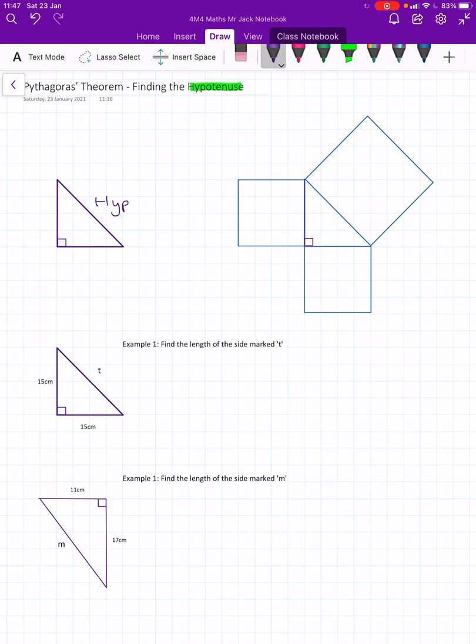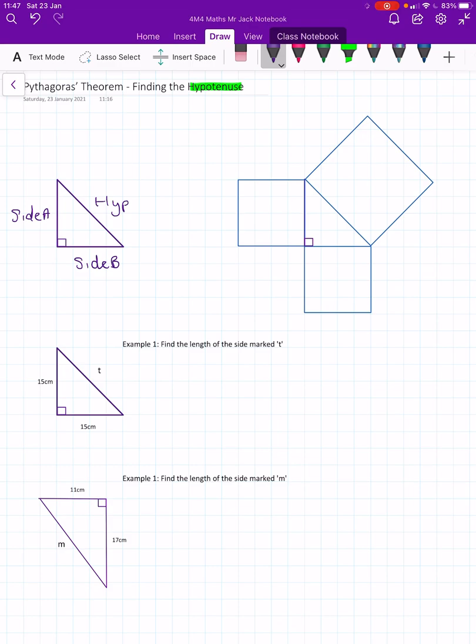The other two sides, it's less crucial what we call those, to be honest. So I tend to just label those up as side A and side B. Okay, so far so good. That is assuming I don't know how big they are.